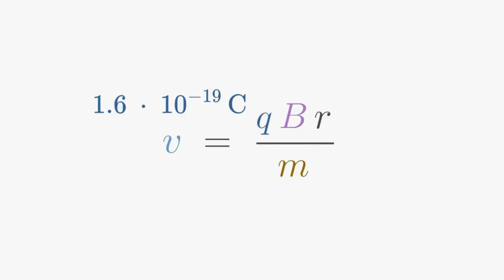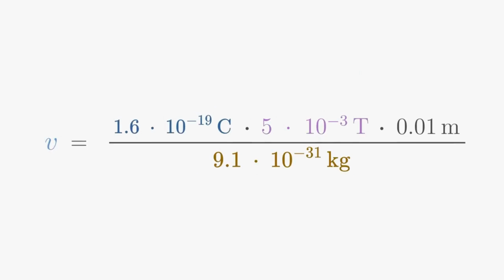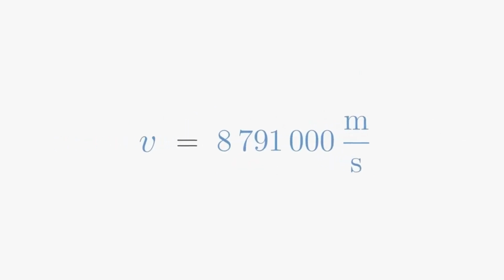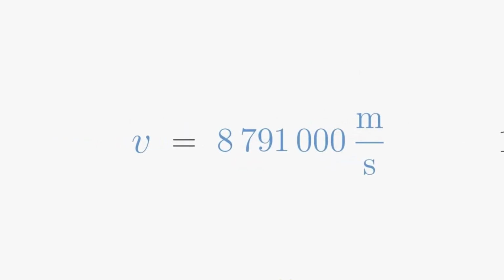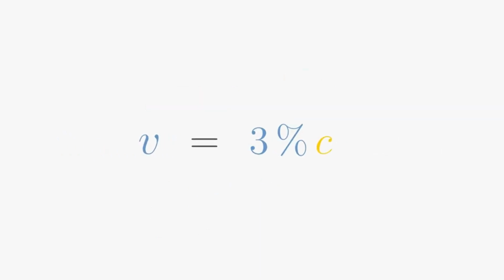If we measure a radius of 1 centimeter, that is 0.01 meter, and set a magnetic field of 5 millitesla, we get a speed of 8,791,000 meters per second. So the electron moves on a circular path with almost 30% of the speed of light.